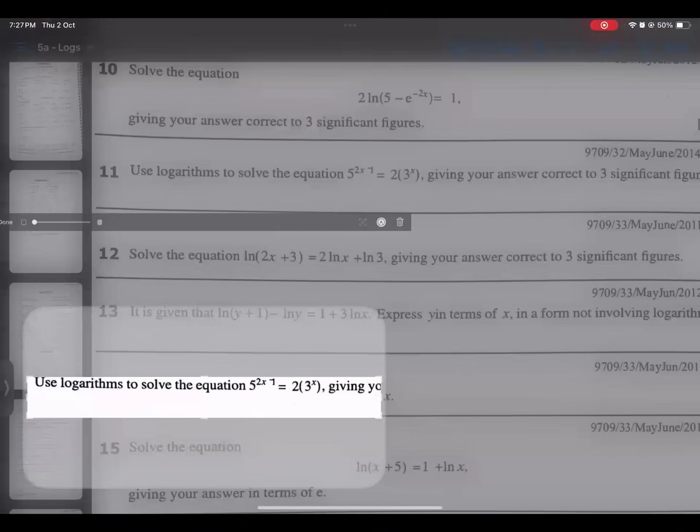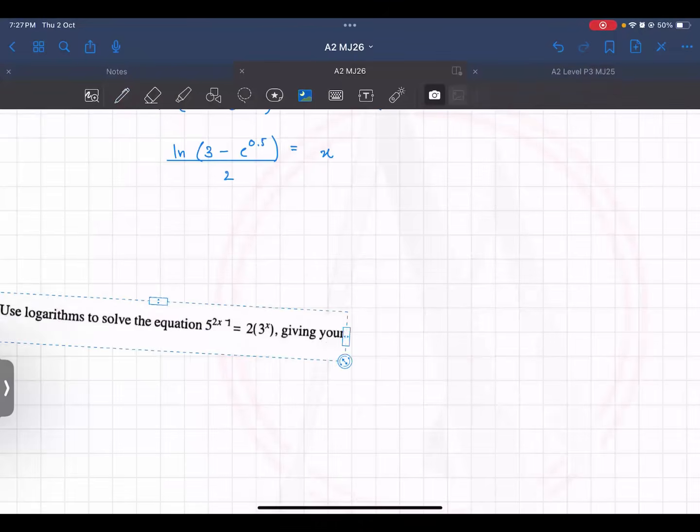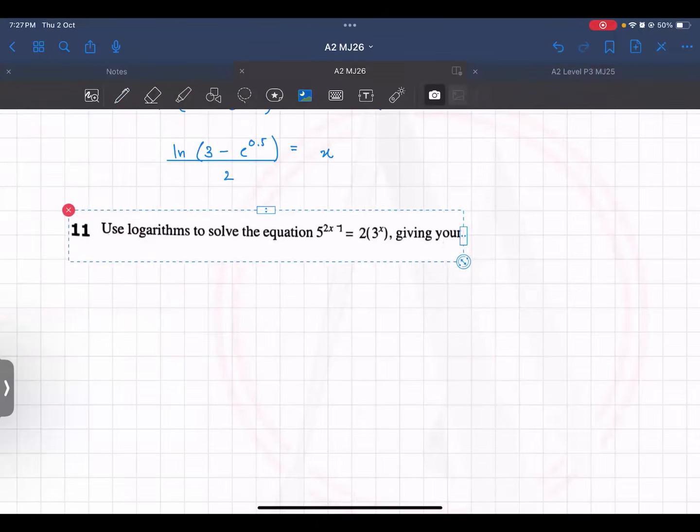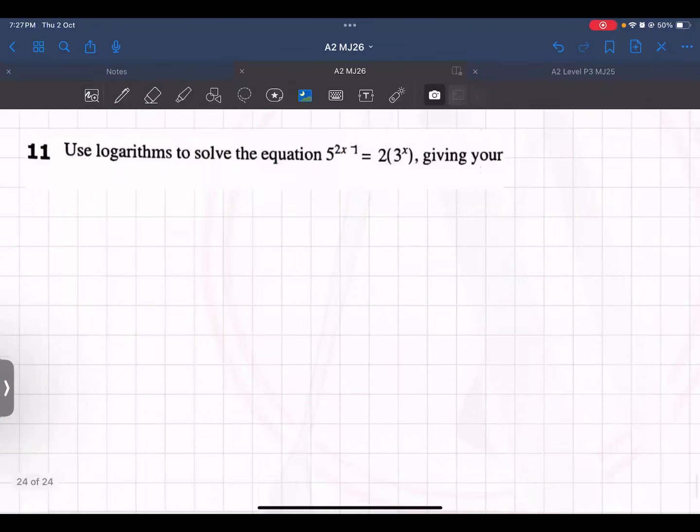Now you can see the variable that you are trying to find is in the power. So definitely we will have to somehow bring the logs in so that it can bring the variable down outside the power. So what we can do, you have 5 power 2x minus 1 is equal to 2 times 3 power x. You can take ln on both sides because you want to bring down the power.